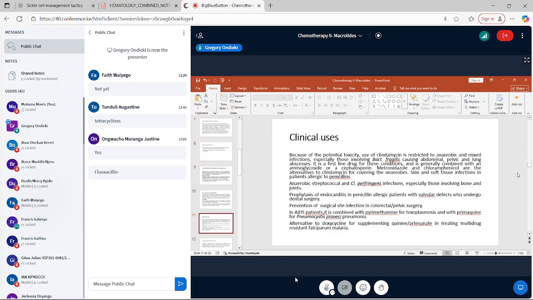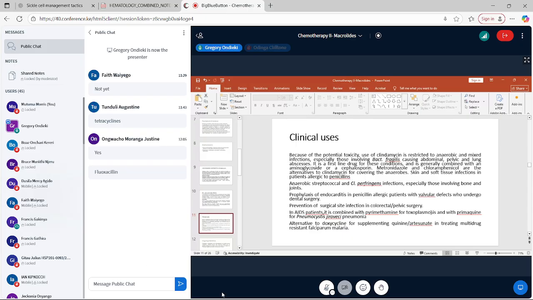All right. Then also for prophylaxis of endocarditis, if a patient has penicillin allergy, prevention of surgical site infection in colorectal and pelvic surgery. We've said these drugs are very effective in anaerobes. That's why you use them for internal infection. It's usually combined with pyrimethamine for management of toxoplasmosis. Right? We shall learn about alternatives for that, for toxoplasmosis. Now, where do we get toxoplasma from? From cats. Yeah, for those who like cats.